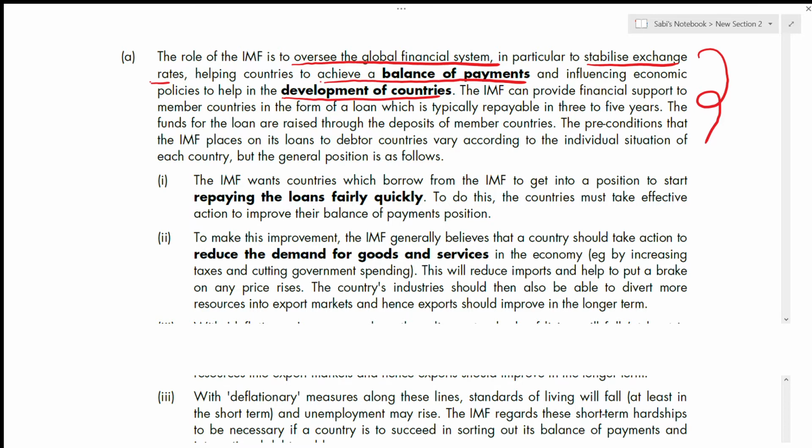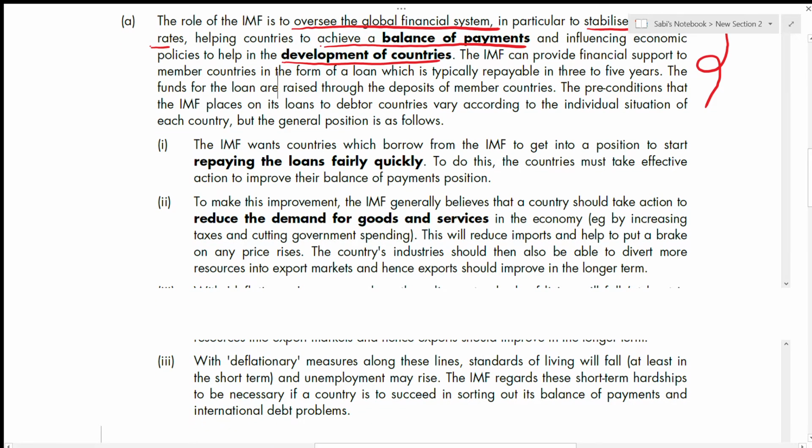Right? Now let's go to the second point. The second point is saying, to make this improvement, which improvement? To make that improvement in balance of payment, the IMF generally believes that a country should take action to reduce the demand for goods and services in the economy. Right? They have to reduce the demand.